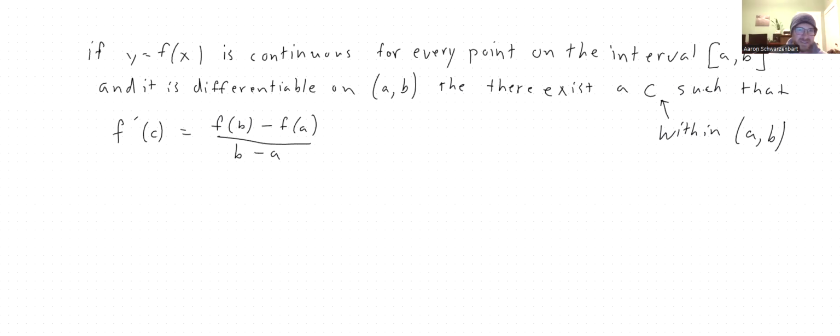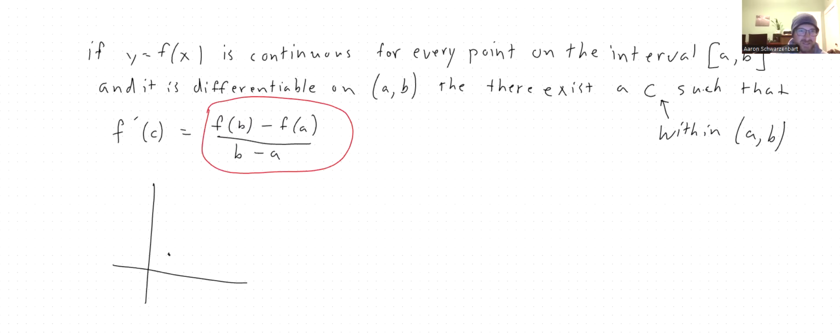So what this is saying, this f prime of c means the instantaneous slope, or the derivative. The derivative at a point, that's the slope of the tangent line. Saying the tangent line is equal to, this is the average rate of change, f of b minus f of a. That's the average rate of change, or the slope. So the slope of the secant line is equal to the slope of the tangent line at some point.